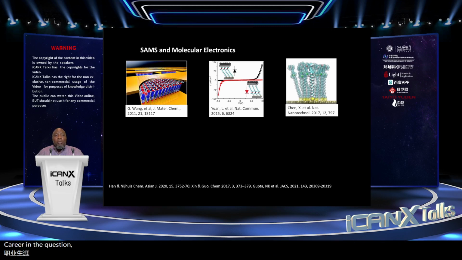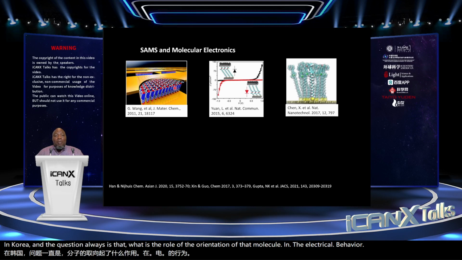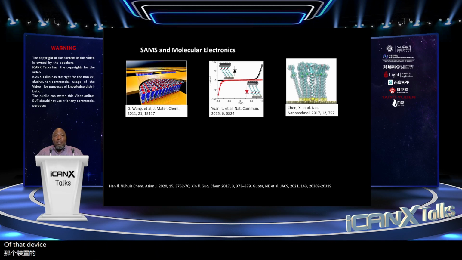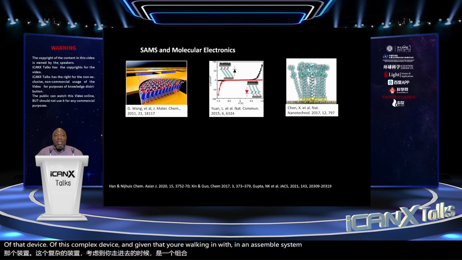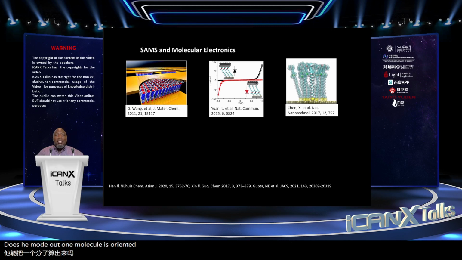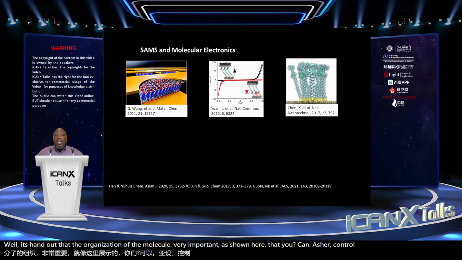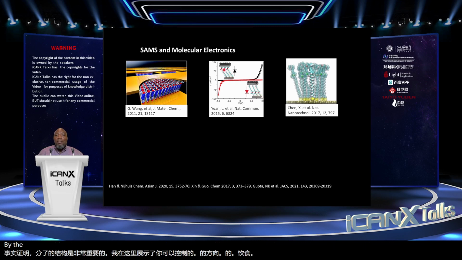The question always is, what is the role of the orientation of that molecule in the electrical behavior of this complex device? And given that you're working in an assembled system, does it matter how one molecule is oriented, or is it okay that we can assume an average? Well, it turns out that the organization of the molecule is very important, as shown here, that you can actually control the direction of the diode by the positioning of that one component.